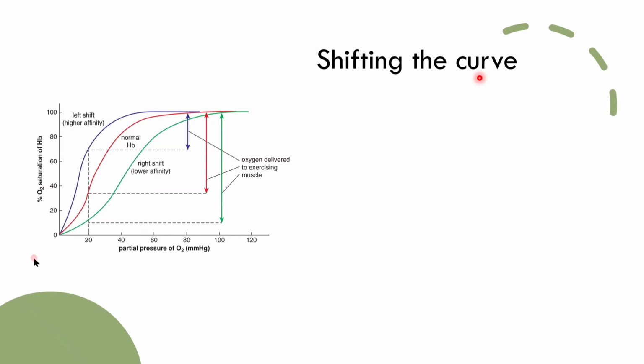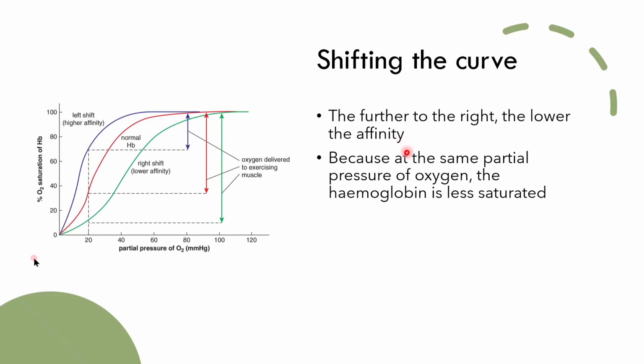So we saw this sigmoidal shape in our hemoglobin saturation curves, but what happens if it moves slightly to the left or to the right? So the further to the right our saturation curve is, the lower the affinity. So the less attracted to oxygen the hemoglobin is, because at the same partial pressure of oxygen, the hemoglobin is less saturated. So let me explain this.